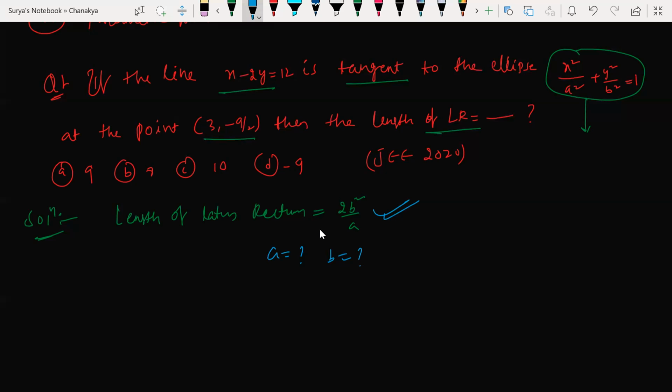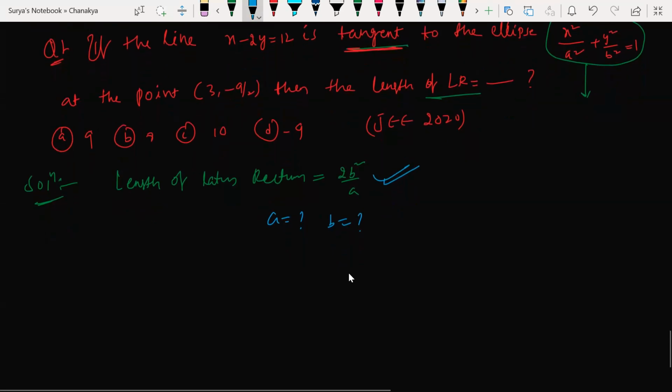हाँ देखो, this is a tangent equation given at a point. Then can I use equation of the tangent to an ellipse in point form formula? मेरे पास पॉइंट है, tangent equation है, can't I use that? बताइए मुझे. यस सर नो? आपको ऐसा नहीं समझ में आ रहा है. देखो मैं क्या करूंगा. Here x minus 2y is equal to 12 is a tangent.